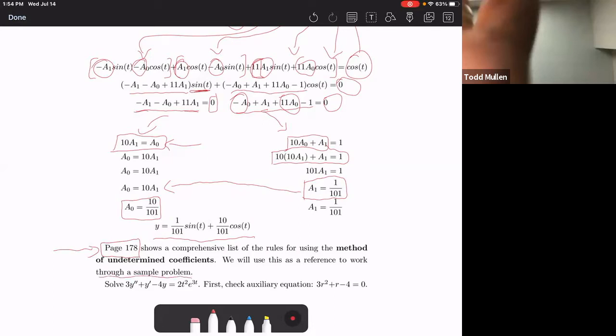After this problem, we're going to be done with today's video. But in general, the way to go through problems in this chapter is to always look back to that page 178 explanation, and it will guide you through how to do any given problem.